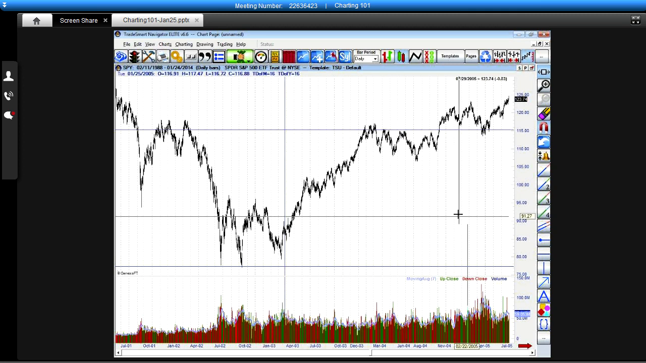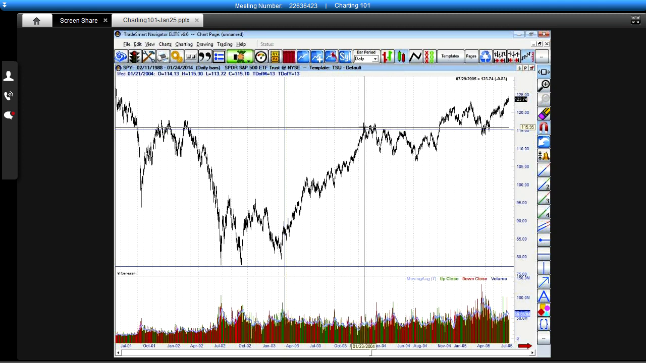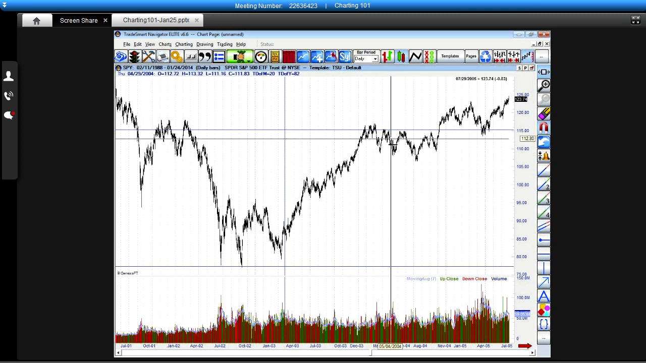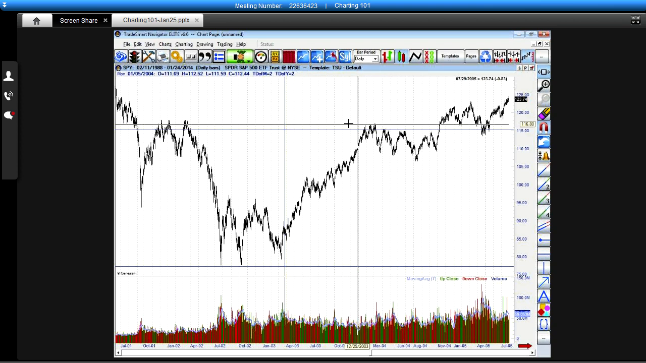Here's another area here. You can see price kind of came up, didn't really go much further, came back down, went back up, came back down. It broke through the line, but it just never continued on, and then finally it failed. Came back, tried again, failed, tried again, failed. So this became a really strong support zone.